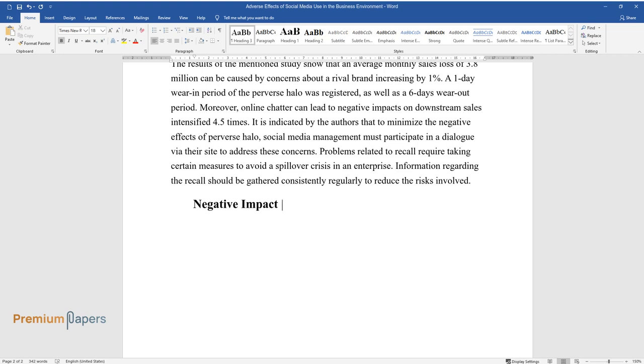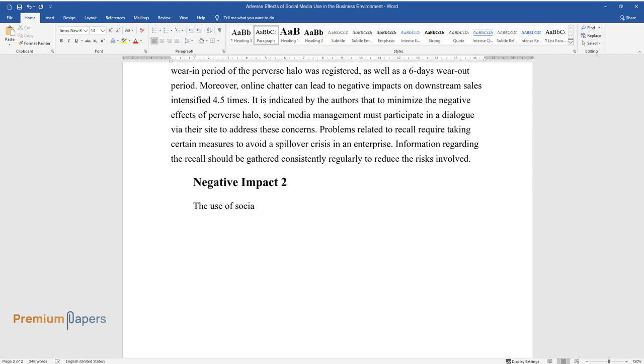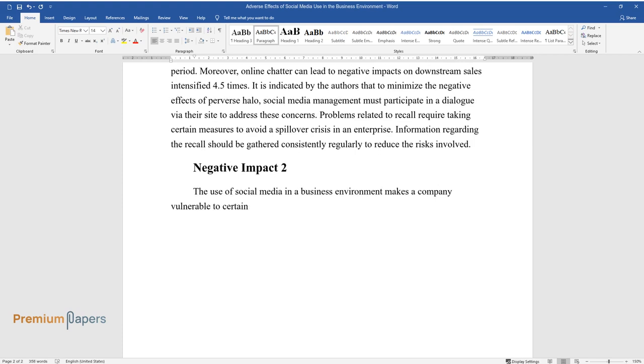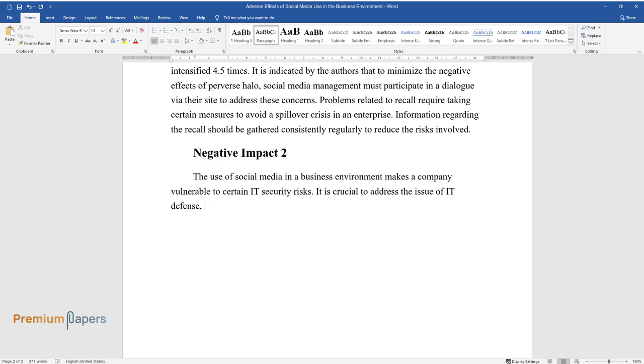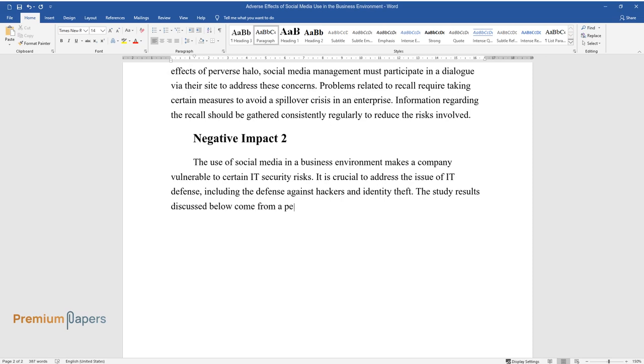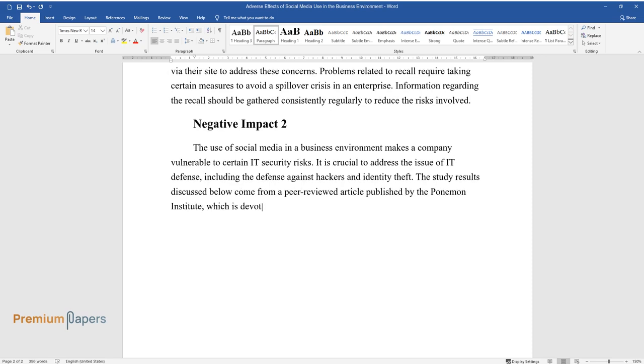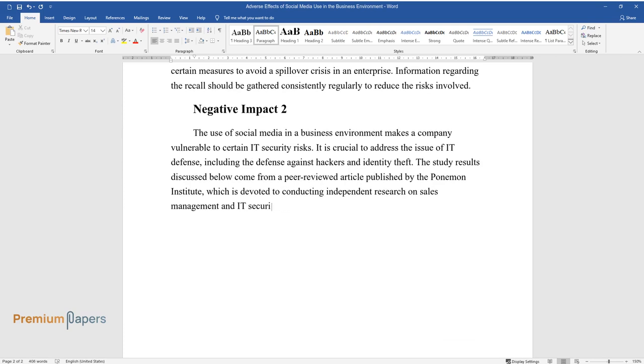Negative impact 2. The use of social media in a business environment makes a company vulnerable to certain IT security risks. It is crucial to address the issue of IT defense, including the defense against hackers and identity theft. The study results discussed below come from a peer-reviewed article published by the Pohlman Institute, which is devoted to conducting independent research on sales management and IT security problems.